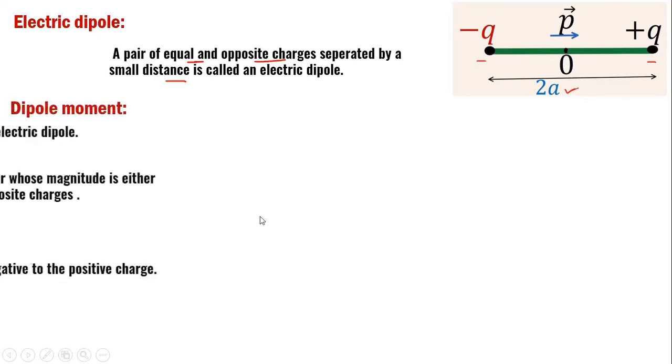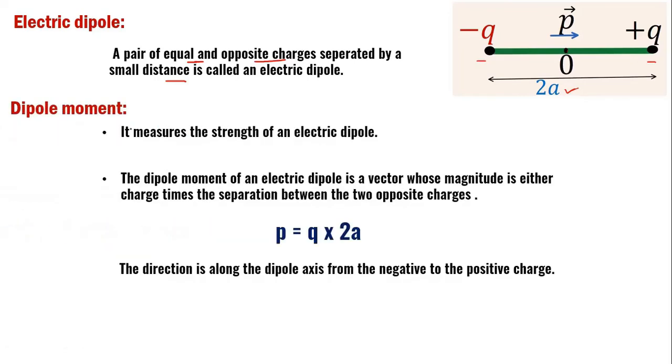So what is now the dipole moment associated? Certain key points related to dipole moment are: it measures the strength of an electric dipole. That means whether the dipole will be a very strong or a very weak one is decided by this dipole moment. Now further, it is a vector whose magnitude is charge times the separation between the two charges, that is, its magnitude is q into 2a, the magnitude of either of the charges into the separation between them.